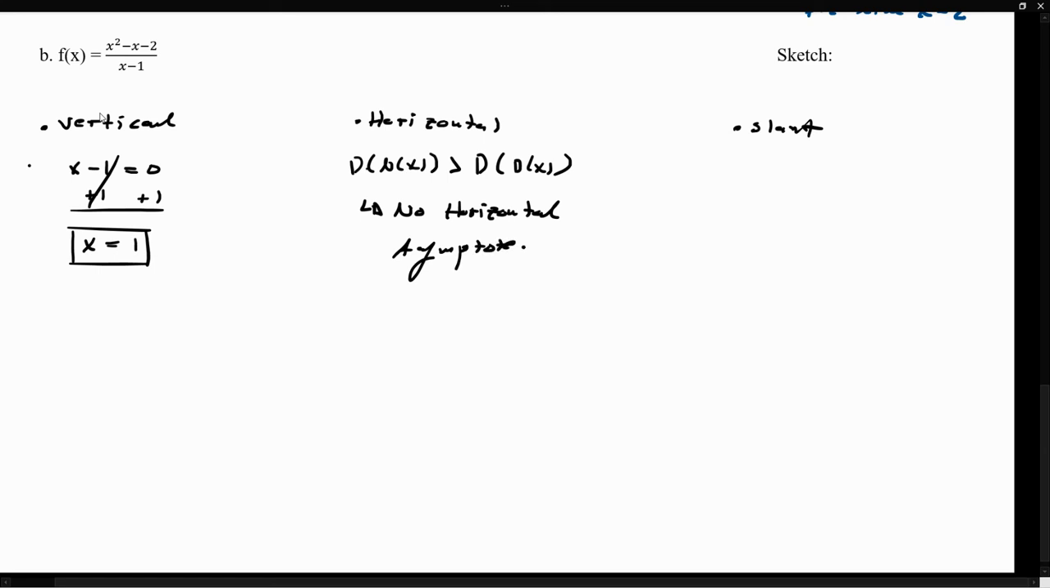Now, to define the slant asymptote, we're just going to perform our long division. So let's just do that. We've got x squared minus x minus 2, and we're going to put x minus 1 on the outside. Let's perform our long division. So x, what do I have to multiply to make x squared? Well, in this case, it's going to be x.